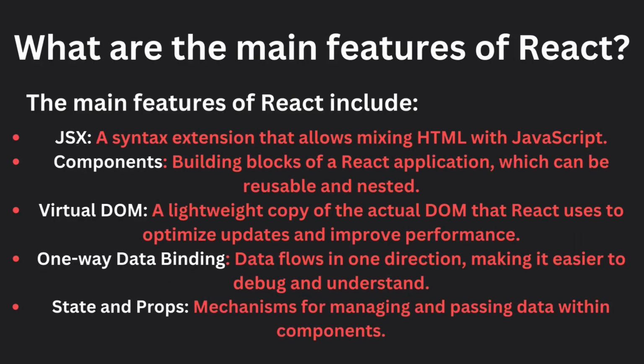What are the main features of React? Answer: the main features of React include JSX, a syntax extension that allows mixing HTML with JavaScript. Components, building blocks of a React application, which can be reusable and nested. Virtual DOM, a lightweight copy of the actual DOM that React uses to optimize updates and improve performance. One-way data binding, data flows in one direction, making it easier to debug and understand. State and props, mechanisms for managing and passing data within components.